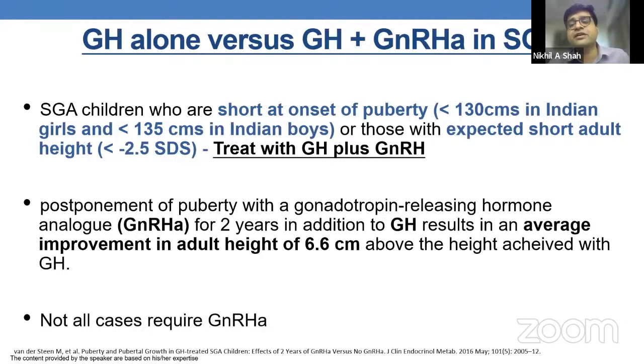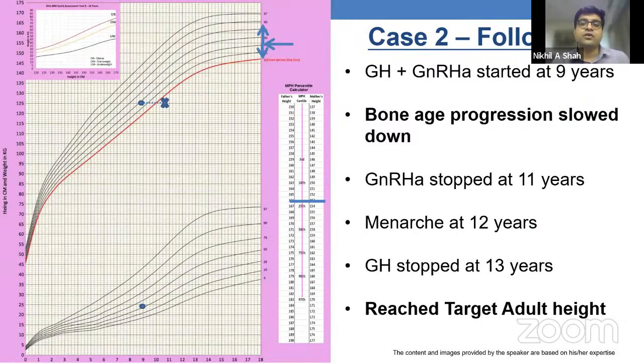Again, not all cases require GnRH. We are looking at cases where puberty has set in, the child is short at the onset of puberty, and bone age is advanced. So we need to be very thoughtful in thinking where we need to use these injections. So looking at this case, the bone age is advanced. As a result, the final adult height is falling below the mid-parental height and below the target height.